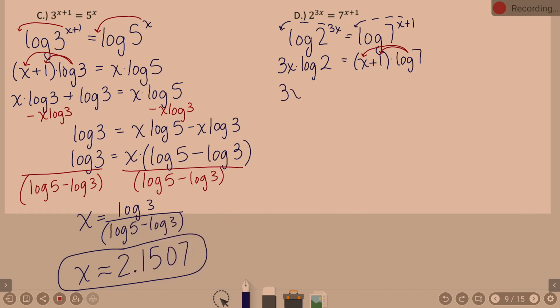So 3x log 2 stays 3x log 2. Log 7 times x, I'm going to write x times log 7 plus 1 times log 7 is just log 7, yes? Okay. An x term on the left, an x term on the right, a non-x term on the right. What's next?